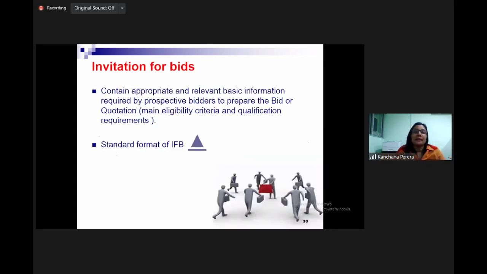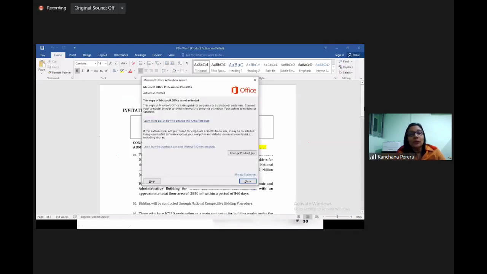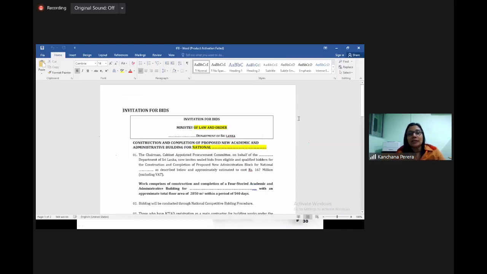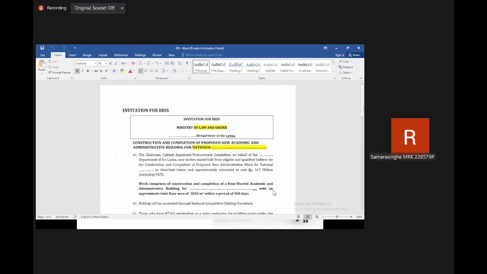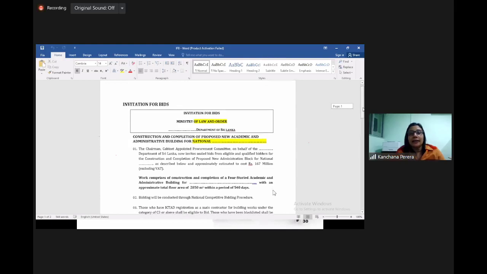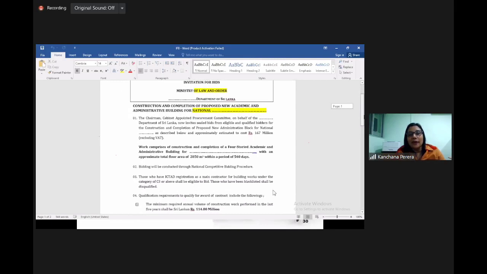Invitation for bid, as I explained last week also. This is the thing which is published in newspapers. Hope you can see invitation for bid on my slide. What can you see now? What is visible for you? Invitation for bid. Right, thank you. IFB. Okay, we will say what is the ministry, everything.